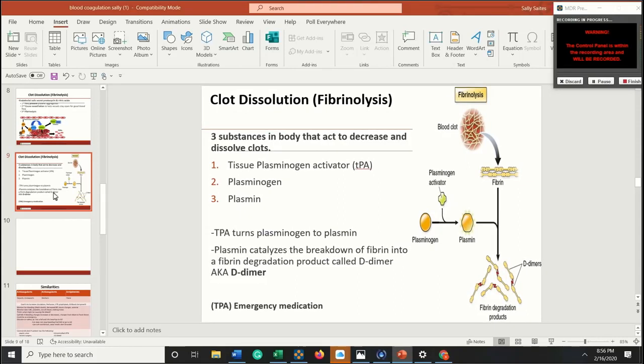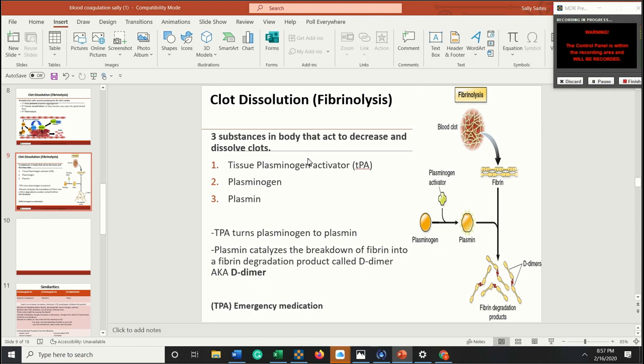So we have three substances in our body that act to decrease and dissolve the clot. We just spoke about some of it. I just want to get into a little bit more detail. We have the tissue plasminogen activator. That's that TPA that we were talking about. And remember, you'll see in a moment that we can give TPA through the IV. We have plasminogen, and then we have plasmin.